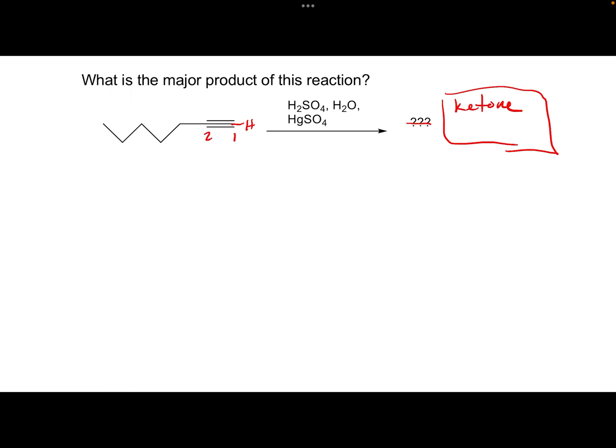So if we're numbering 1, 2, 3, 4, 5, 6, 7 carbons, I'm going to need to draw 7 carbons for my final product. There's 2, 3, 4, 5, 6, 7. Okay, so my alkyne was between 1 and 2. So my ketone is going to go there on what is the 2 carbon. Okay.